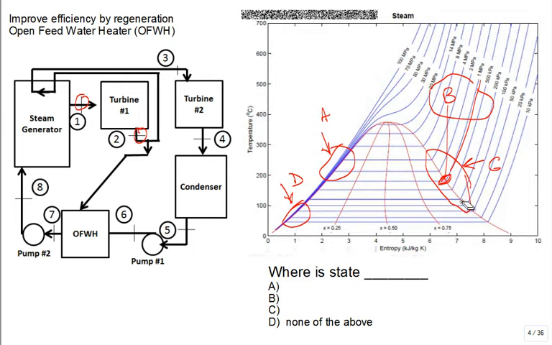Let's do this. Let's play the game again. Let's say, where is state 3? State 3. Where is state 3 on this diagram? In the vicinity of A, in the vicinity of B, in the vicinity of C, or in the vicinity of D? You know what? I should put E as none of the above. I'm sorry about that. I just noticed D is labeled as none, but I gave you a region for D.